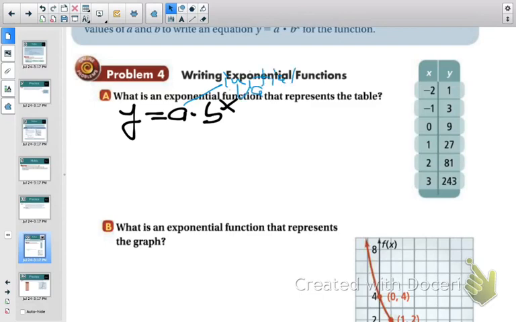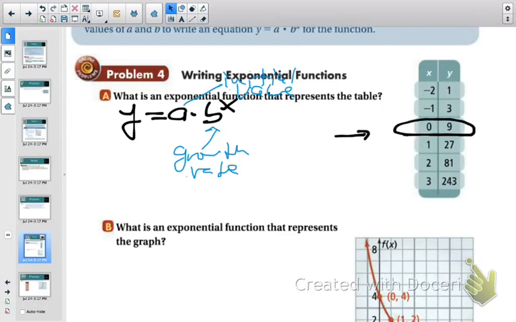B is the growth rate, or what you're multiplying by or dividing by. Okay, your initial value is your y-intercept, so that's always going to be when x is 0. So this is your a, that's your initial value. And then you need to figure out how much you're multiplying by each time, and that's going to be your b. So we go from 1 to 3 to 9 to 27, so all these are multiplying by 3. Okay, and this is going to be your b value.